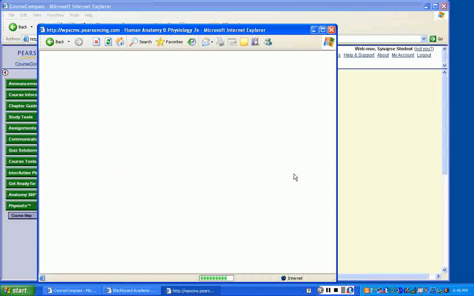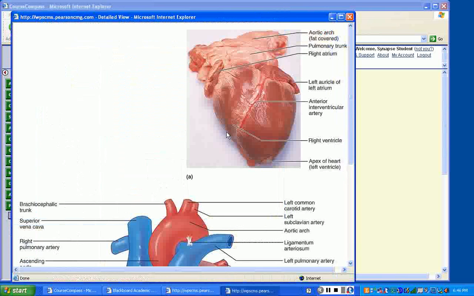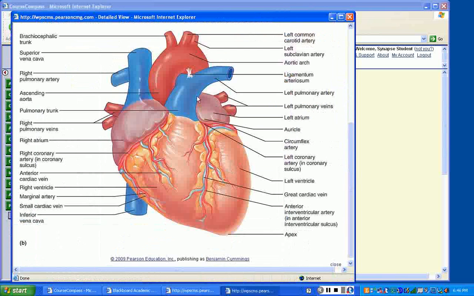Now, the cool thing is we've already done the chambers of the heart. You know the chambers, you know the valves, you know the blood vessels. Let's just real quick name these vessels. Let's see if we can do it. What kind of vessels are blue? Good answer. We don't know what kind are blue. We just know the blood in them is deoxygenated.